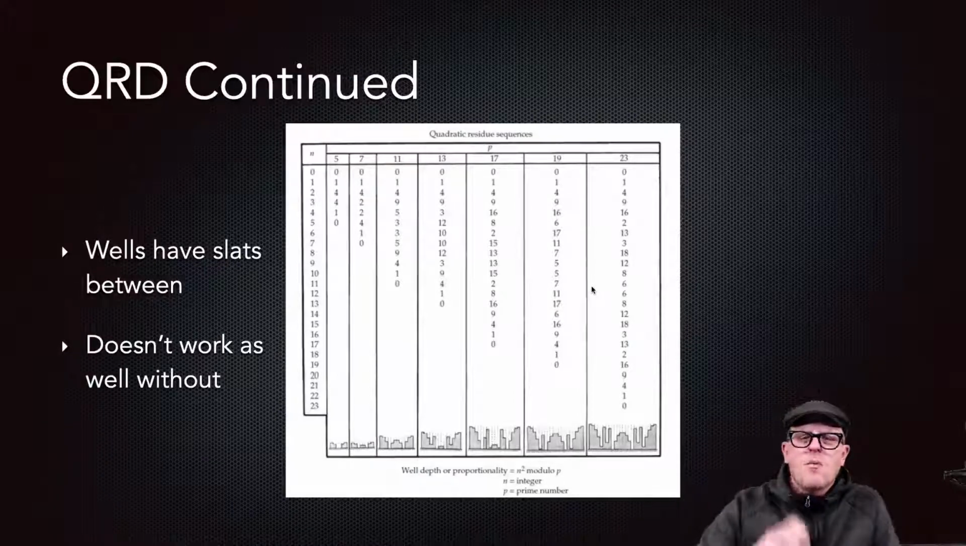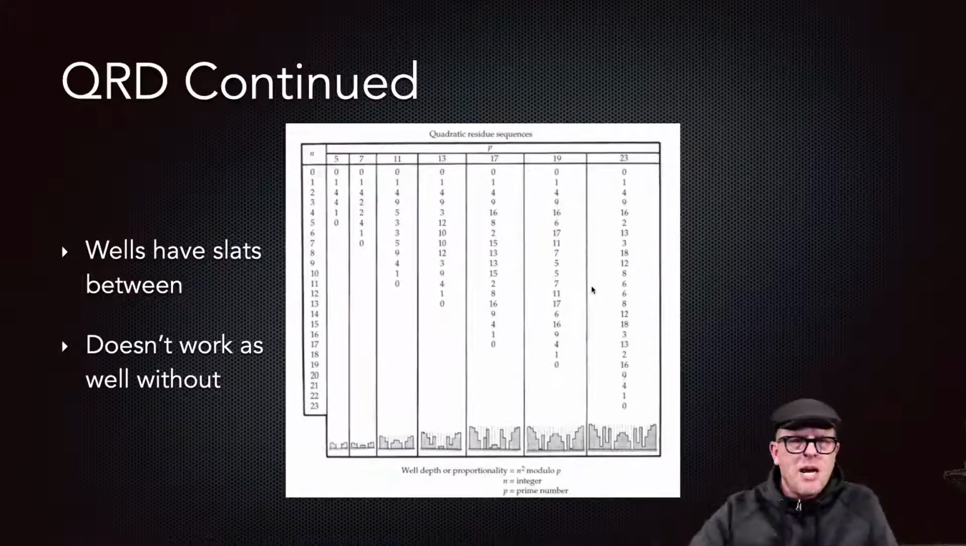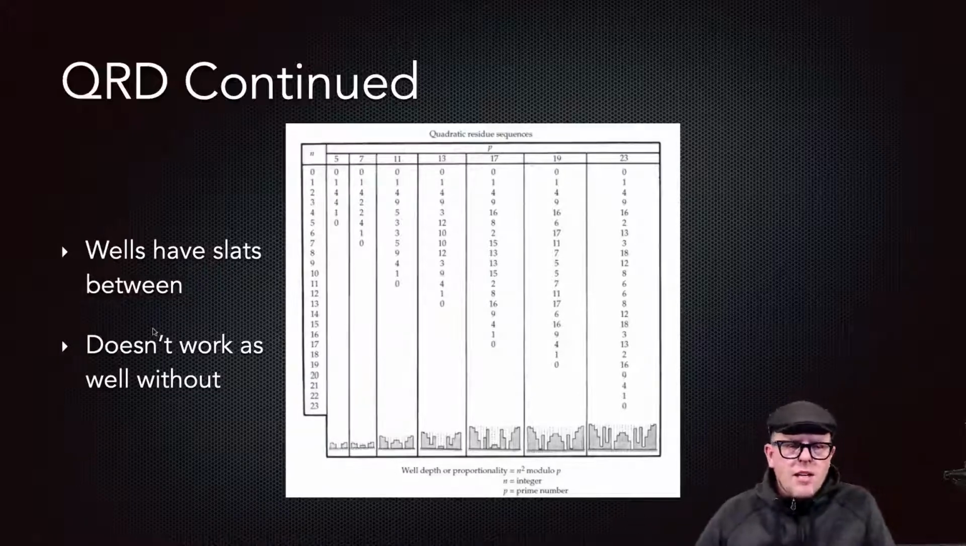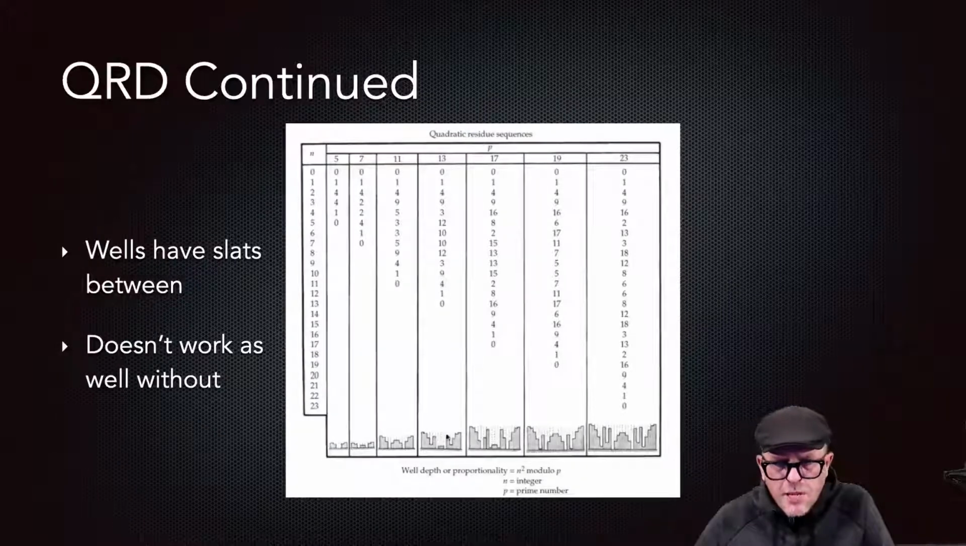But let's talk about what they are, and then we'll talk about the performance, and then we'll talk about how they're made. So the other thing that's important here is that the wells have to have slats between them. It's kind of hard to see in my diagram here, but there are dotted lines between each of these wells. So each one of these is a well.